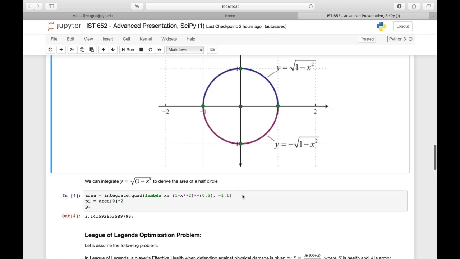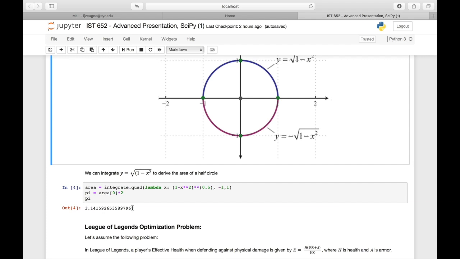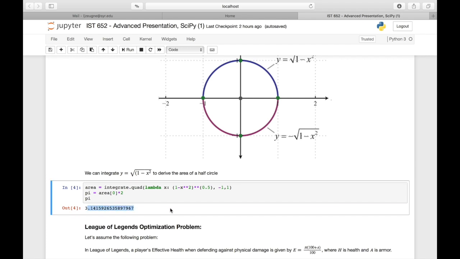To do that with Scipy, we simply write again integrate.quad, input the function of the half circle, the start point of minus 1, the end point of 1, and we integrate that function. Since we are interested in the area of the full circle, we have to multiply the result by 2, and as you can see, the result shows the value of pi. Now, Minyang is going to introduce an optimization problem with Scipy.